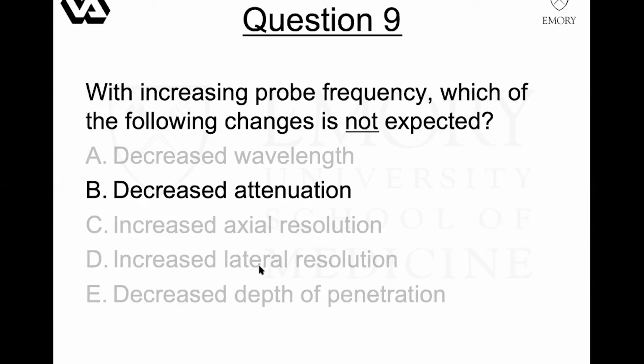With increased frequency, you actually have more attenuation and decreased depth of penetration. So E is true, and by opposite logic, B is therefore not true. So decreased attenuation is not true. You have increased attenuation when you increase the probe frequency. This is a classic board question that will show up in some way, shape, or format.